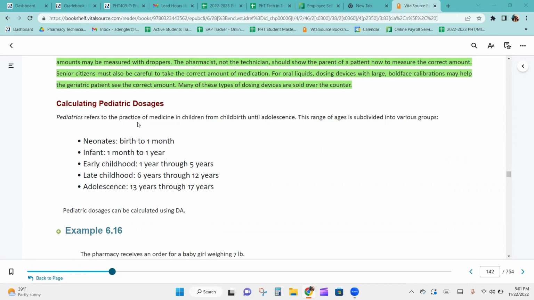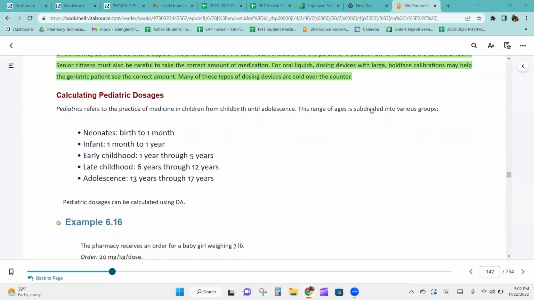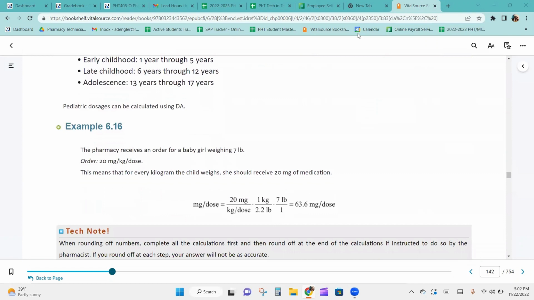So pediatrics refers to the practice of medicine in children from childbirth into adolescence, and this range of age is subdivided into various groups. So neonates are from birth to 1 month. An infant is 1 month to 1 year. Early childhood is considered 1 year through 5 years. Late childhood is 6 years through 12 years, and adolescence is 13 years through 17 years. All right, we'll do an example.